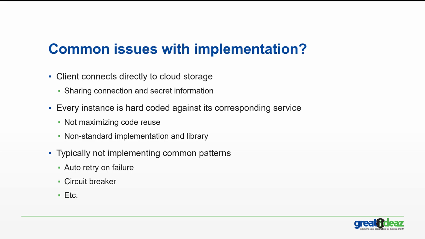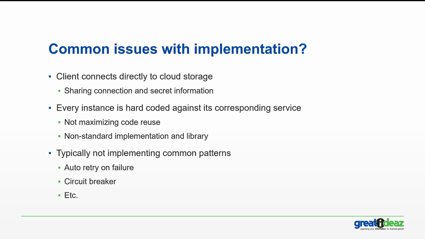Now, the other thing that's happening when we're doing this is that we have lots of applications, and every application is essentially hard coding against a corresponding service. Now, that again is a problem, right? Because we're not really maximizing code reuse. We can't really guarantee a standard implementation or a set of libraries being used, and we can't guarantee that we're going to be implementing common best practices and patterns that we should really be using in modern applications. So one of the problems where we don't have an intermediary application and the client is either trying to connect directly to the cloud service or each application is doing it a different way is that we're not really taking full advantage of code reuse, standards, and best practices.